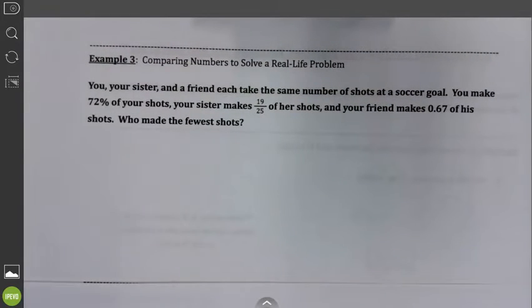Okay, example 3. You, your sister, and a friend each take the same number of shots at a soccer goal. You make 72% of your shots, your sister makes 19/25ths of her shots, and your friend makes 67/100ths of his shots. Who made the fewest shots?